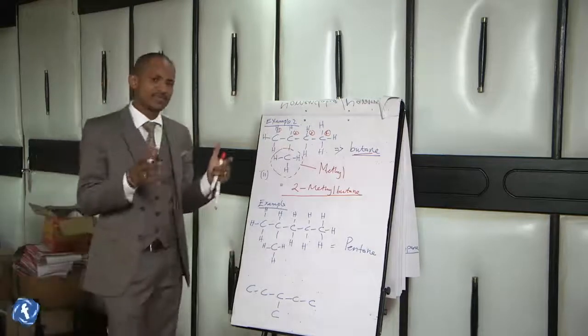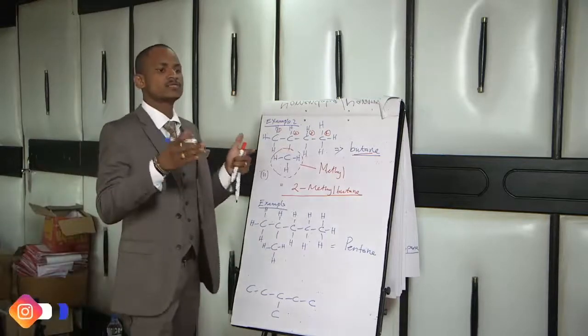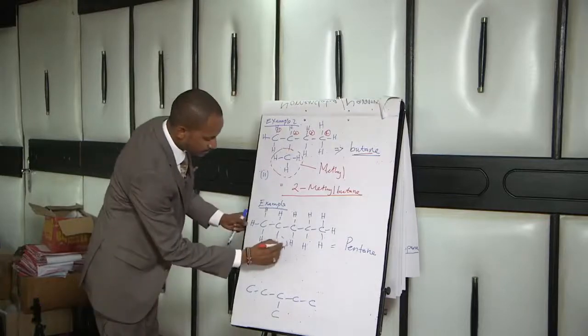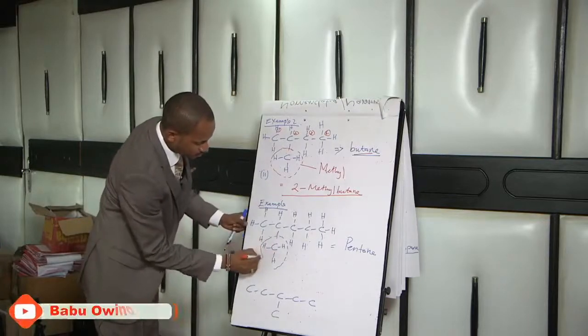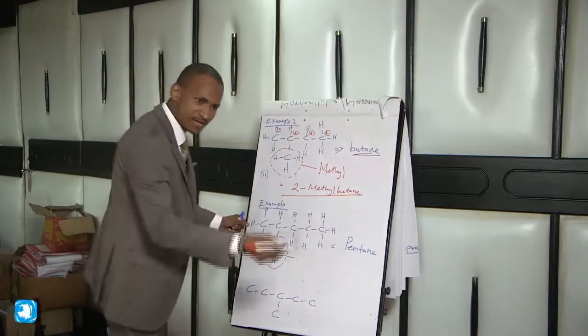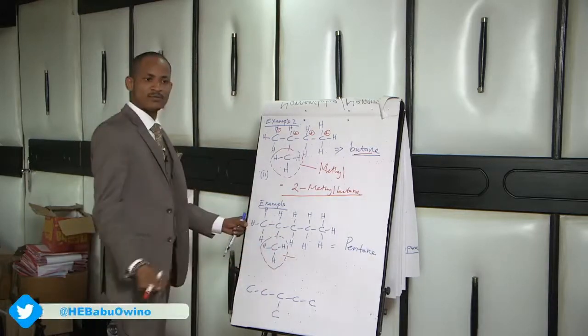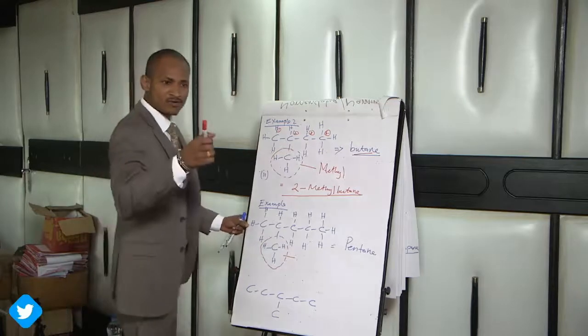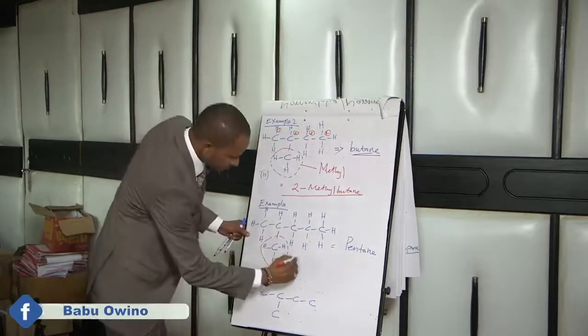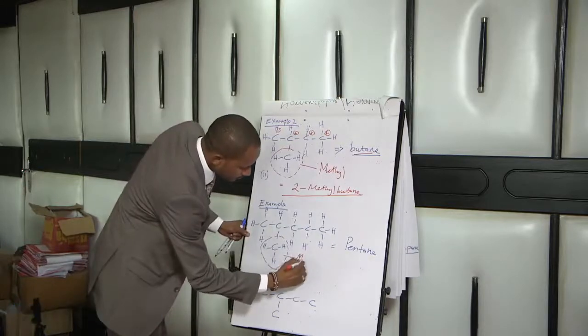Then anything else outside the longest continuous carbon chain is called a branch. So you mark the branch. This branch is still a methyl branch because we said it is one carbon atom with one hydrogen atom less from the parent alkane. So this is a methyl.